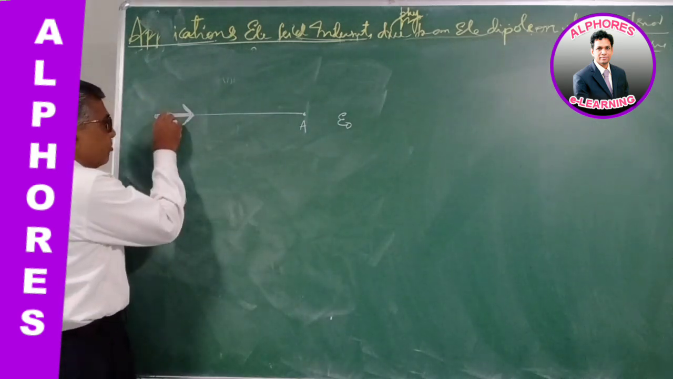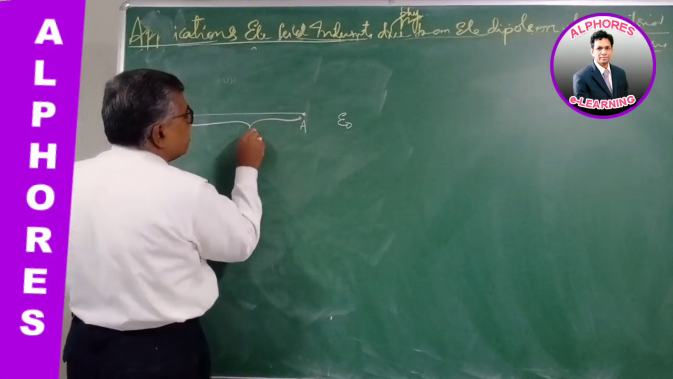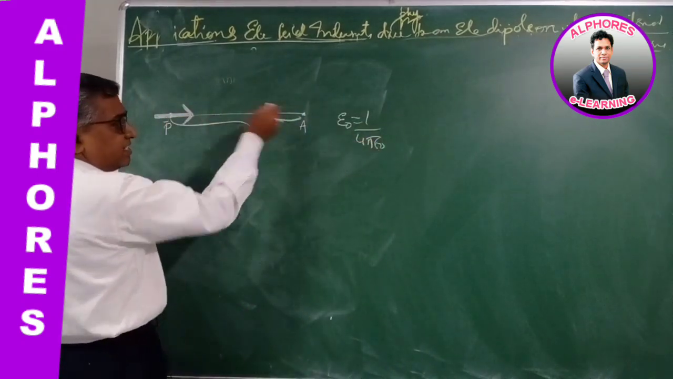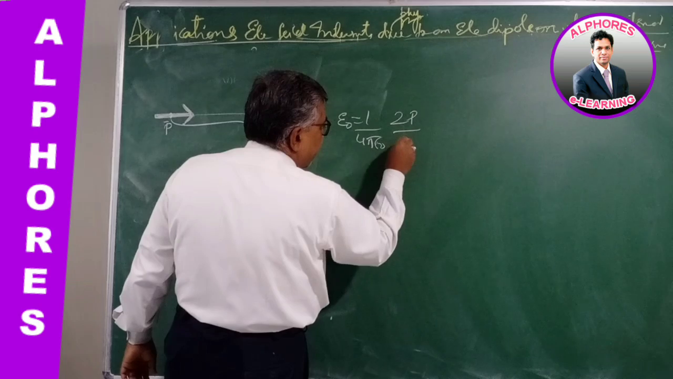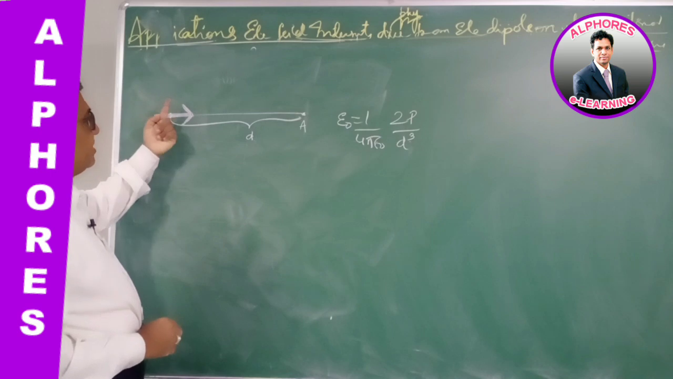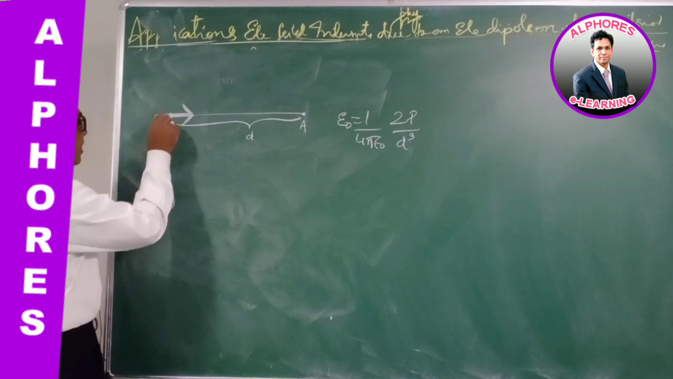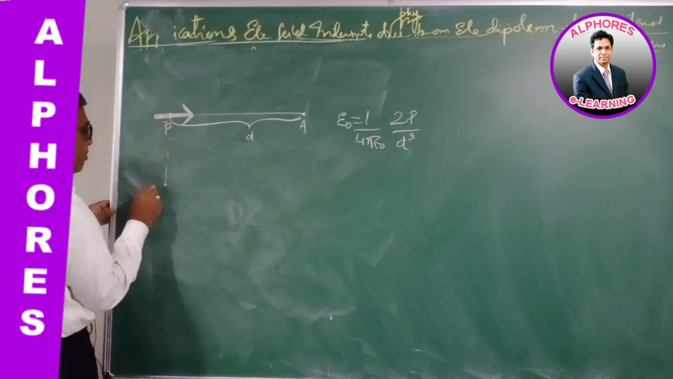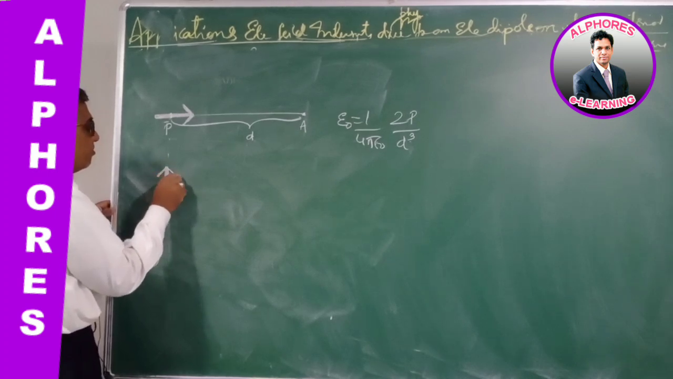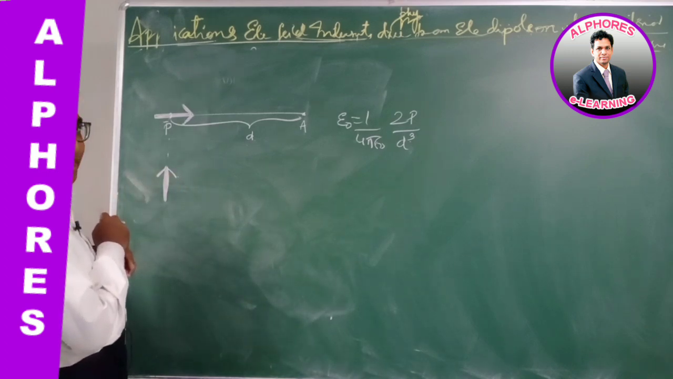So initially the dipole is like this, point A, and this is E naught. It is on the axial line, let the distance be d. So E naught is 1 by 4 pi epsilon naught, on the axial line, so the formula is 2p by d cube. Now this dipole is twisted, tilted, turned through 90 degrees like this.